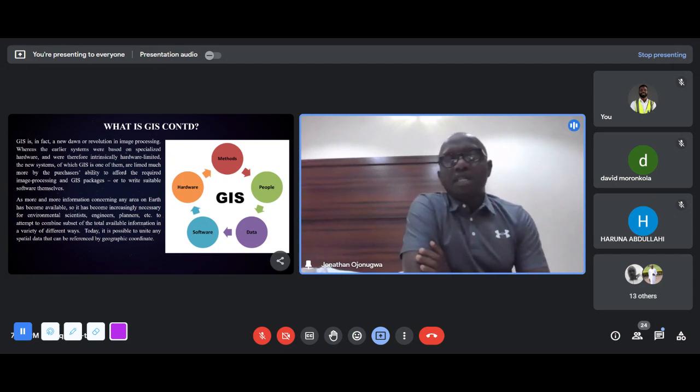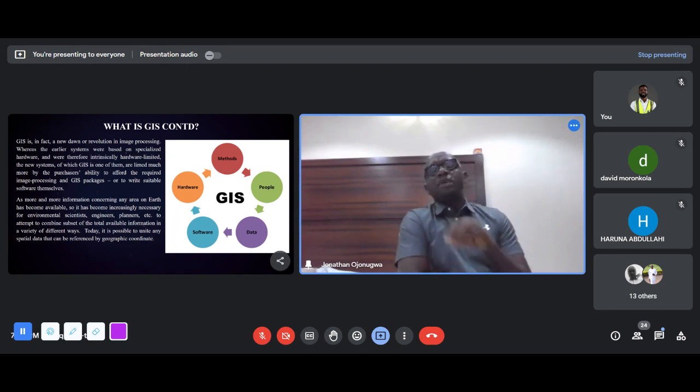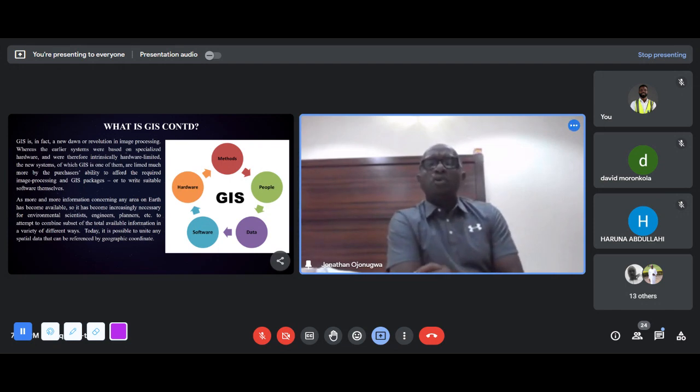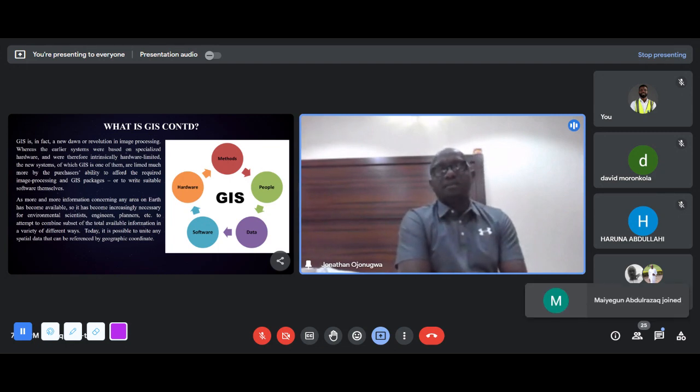We have two types of data in GIS: spatial data and non-spatial data. Spatial data are those data that have a spatial element, that is, they have X and Y coordinates. They can be tied to a particular location. Non-spatial data are those data that describe the spatial data. How are they related to election management in Nigeria?